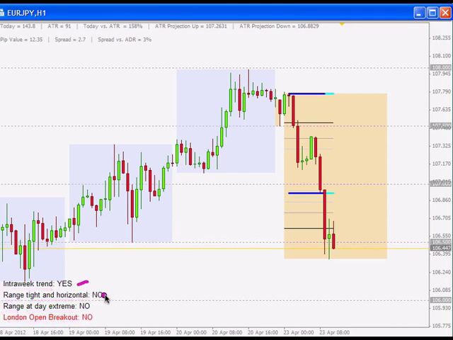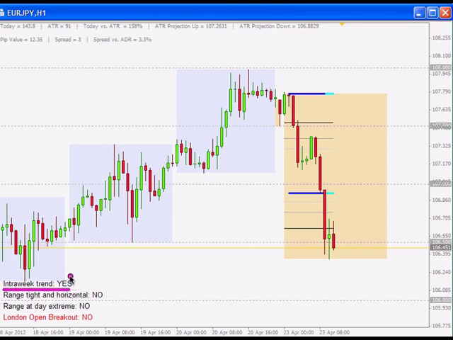If any of these three are marked as a no, as you can see here we have two no's, for the range tight and horizontal, and for the range at the previous day's extreme, then the whole filter will mark the London Open Breakout strategy as a whole as a no, meaning that today this specific currency pair, the euro against the Japanese yen, is not suitable to trade the London Open Breakout strategy. Anyway, let's go one by one.